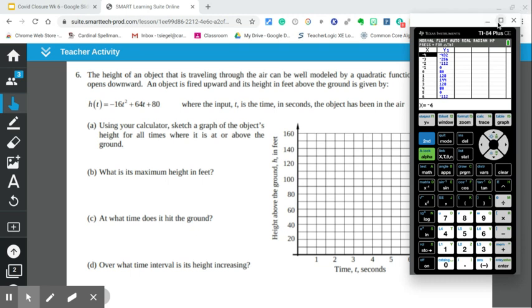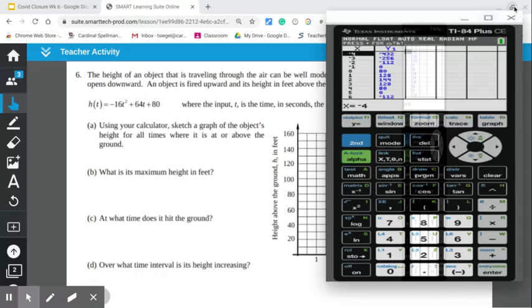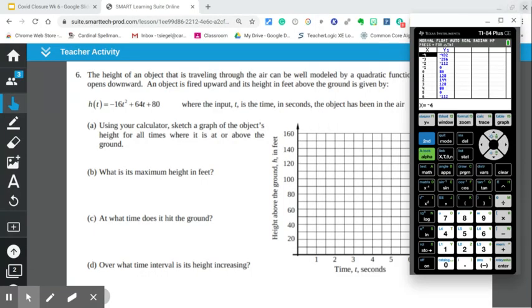So it's 0, 80. 1, 128. 2, 144. You can tell that that one there is the turning point, because now it's symmetrical. Then it's 3, 128, and it's 4, 80. And then at 5, it hits 0.